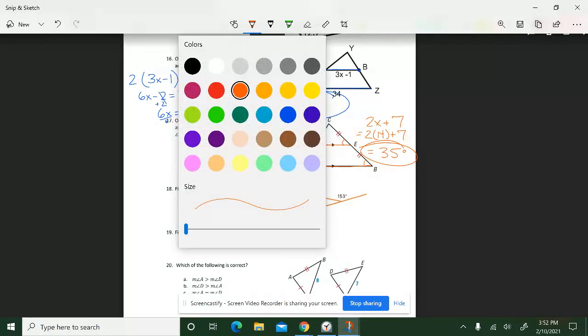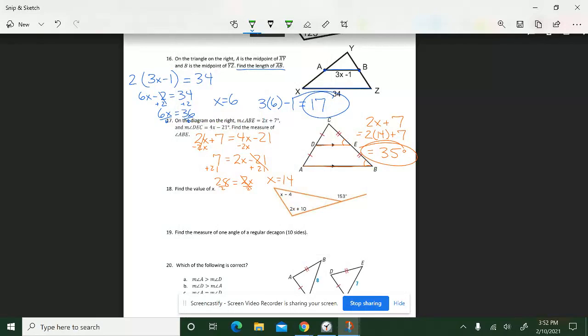All right, 18. I've got to find the value of x on this diagram. This is exterior angle theorem. I got this 153 on the outside. I've got these two angles on the other side of the triangle on the inside. And I know if I add those two angles together, x minus 4 plus 2x plus 10, they've got to equal that angle on the outside, the 153.